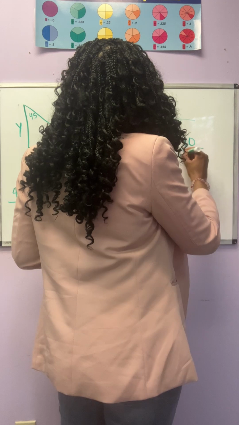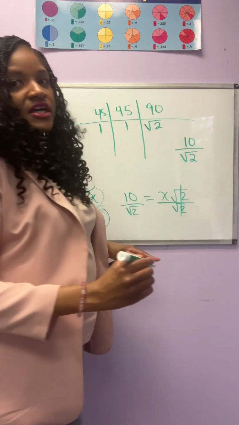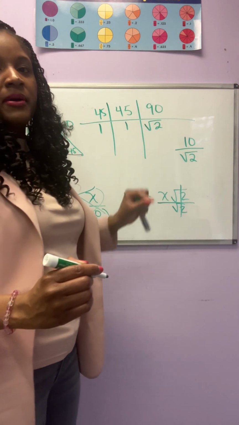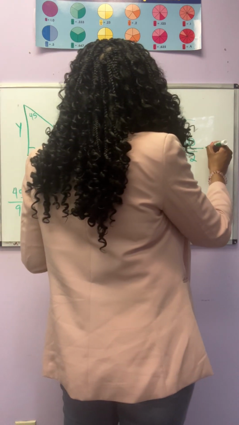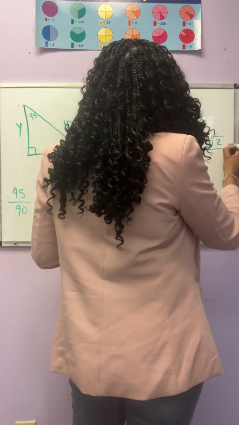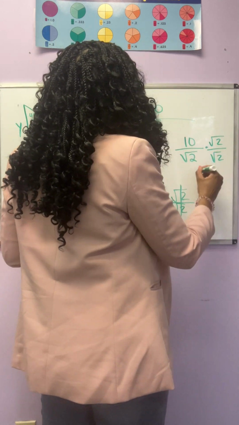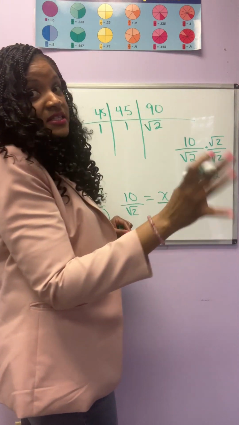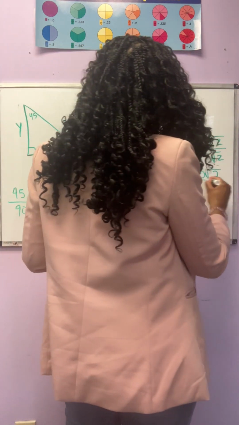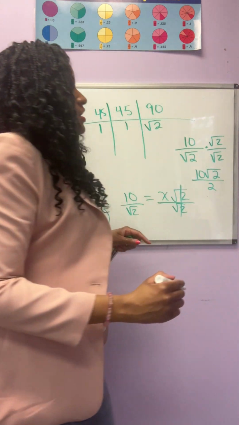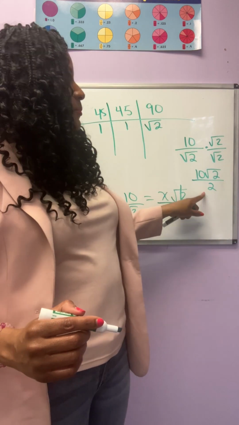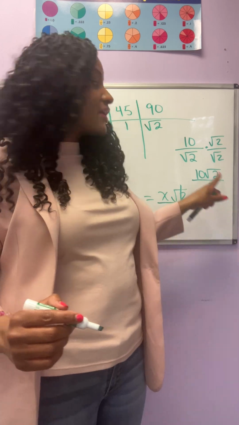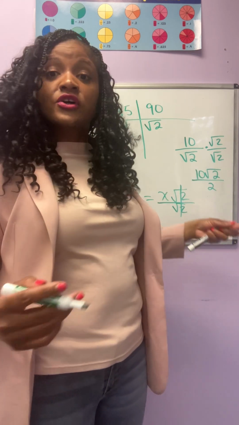So we have 10 over square root of 2. The way to rationalize your denominator is to multiply top and bottom by the square root of 2. So 10 times square root of 2 is 10 square root of 2. Square root of 2 times square root of 2, you can plug this into a calculator, but it's just 2. And when you have two numbers outside, one on top, one on the bottom, you can divide those.